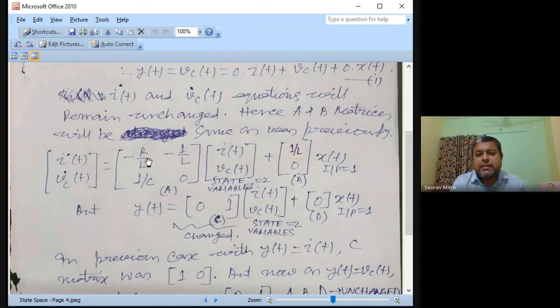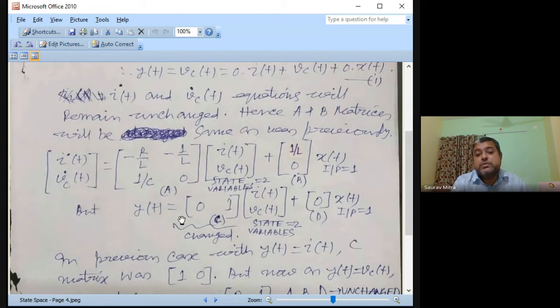So A matrix will be having dimension 2 cross 2. B matrix will be having dimension 2 cross 1 or n cross 1, where 1 is the number of input. In this case only one input we have mentioned, if you remember the circuit. That's why the dimension of B matrix will be n cross 1 or 2 cross 1.